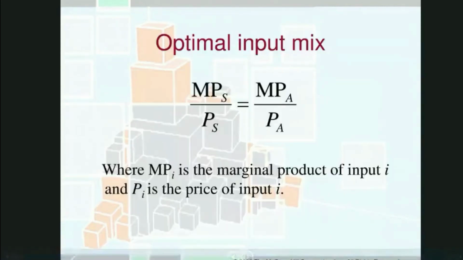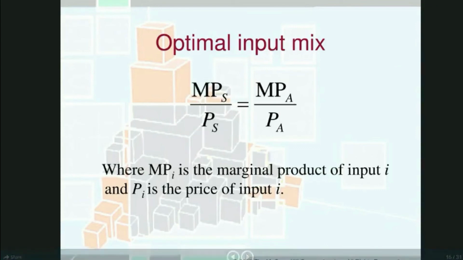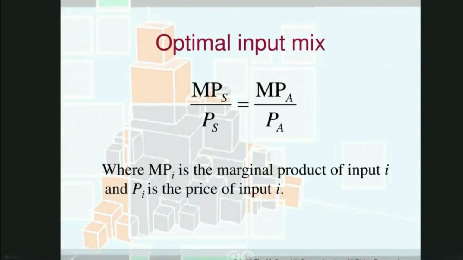So let's discuss the optimal input mix. MP here is the marginal product of input. So in this production function, we have the marginal product of steel and the marginal product of aluminum. The ratio of the marginal product to price indicates how much additional output can be obtained by spending an extra dollar on the input. So this is the optimal input mix.